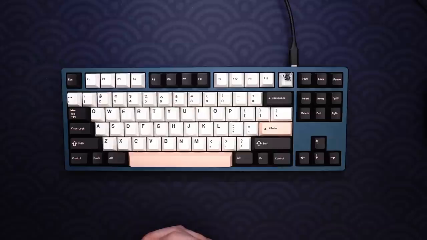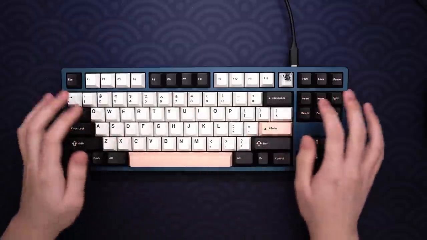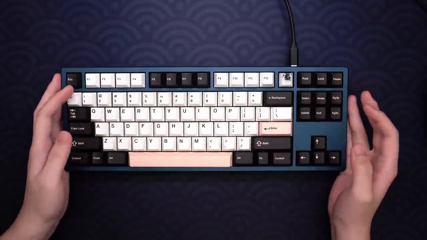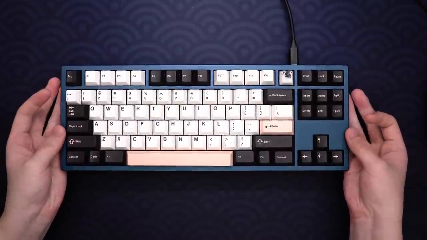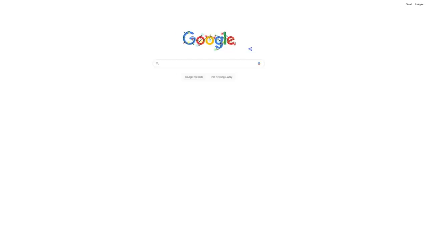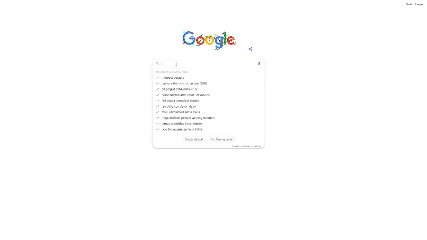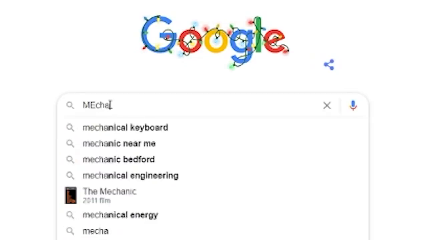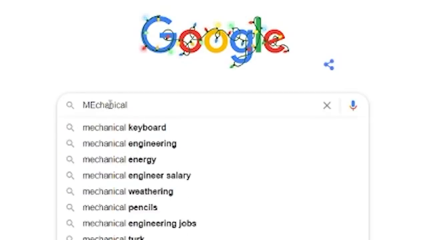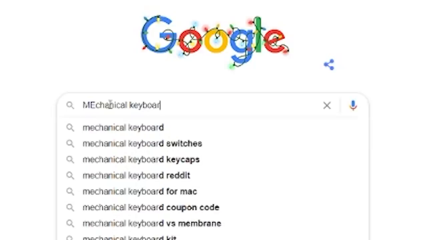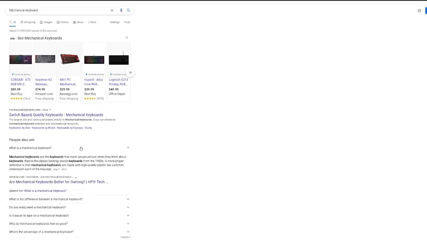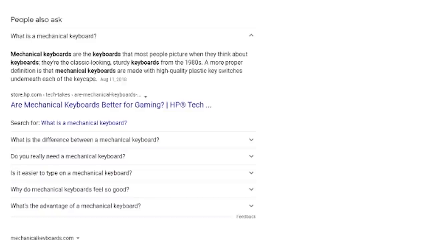Huh, now that I think about it, I don't actually know the dictionary definition of a mechanical keyboard. Mechanical keyboards are the keyboards that most people picture when they think about keyboards.